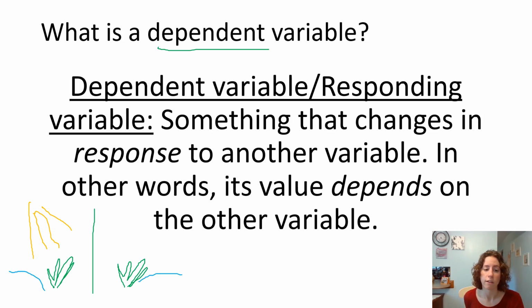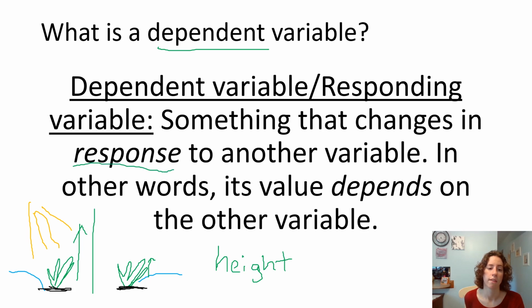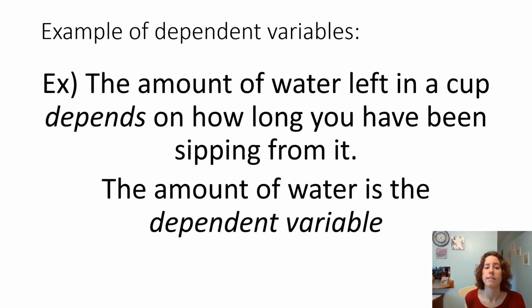Even though I'm being really fair by only changing one thing, the plants are probably going to change in a certain way. For example, the plants will probably, depending on whether they get light or not, grow taller or not grow very much. That height change is a dependent variable because it depended on what I did with the light. Another example is the amount of water you have left in a cup depends on how long you have been sipping from your cup. So the amount of water depends, so the thing that depends is the dependent variable.